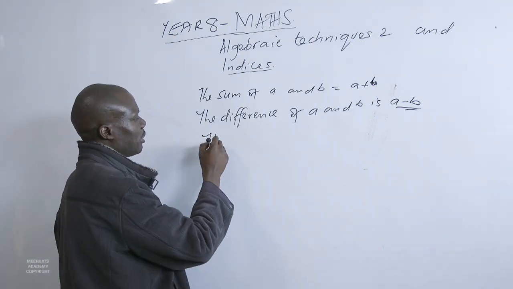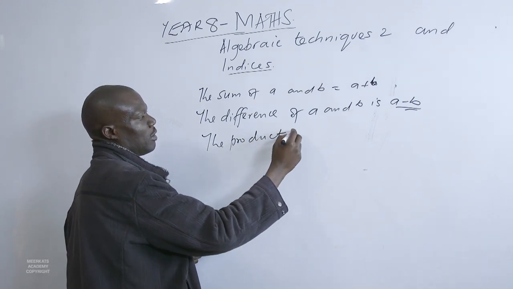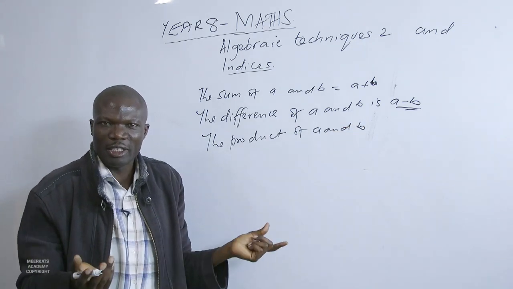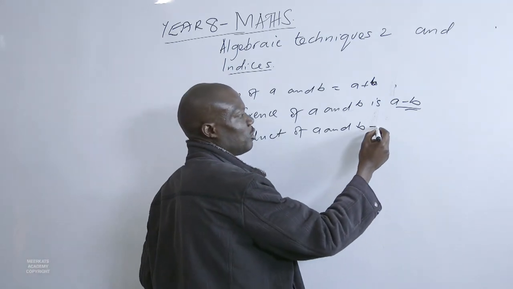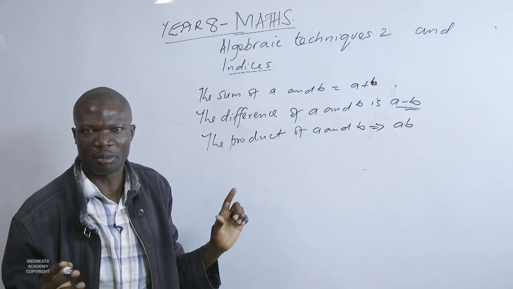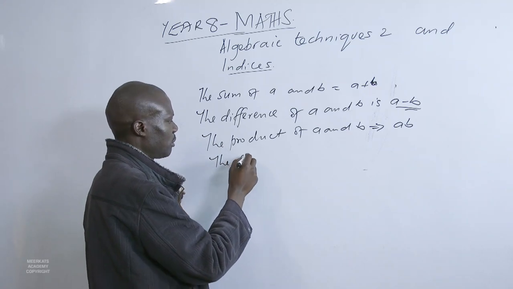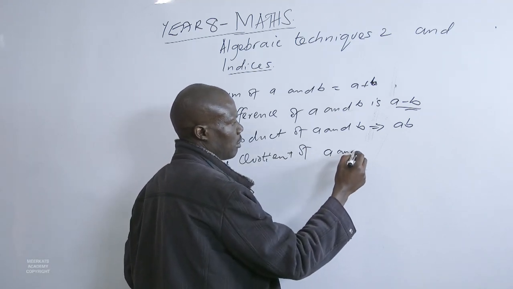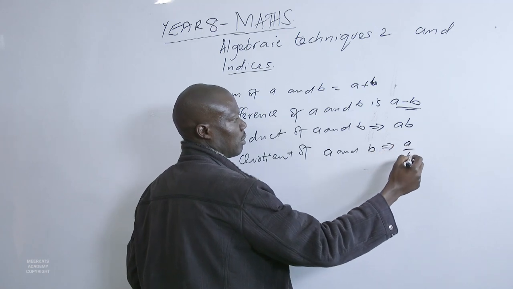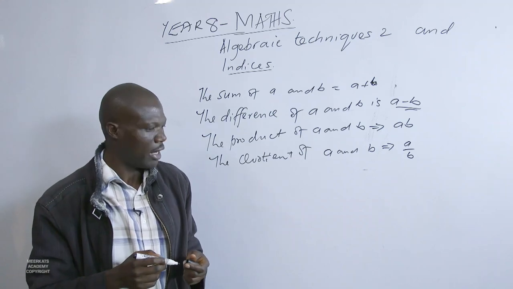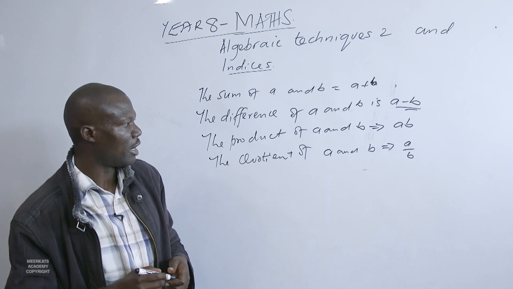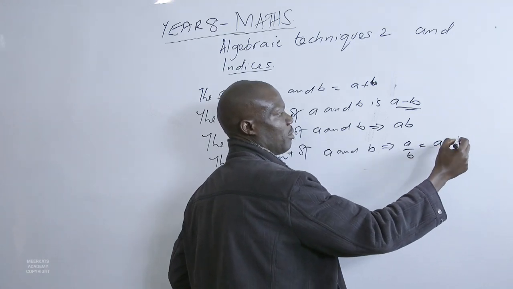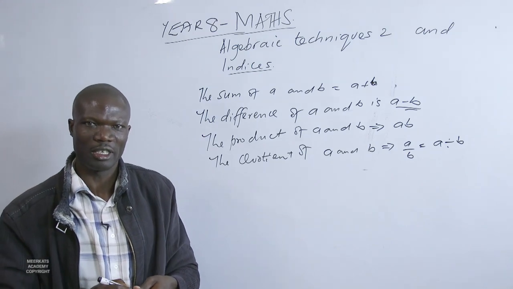Then we have the product of A and B. What could be the simple expression to mean this? This would be AB, that is the product of A and B. The quotient of A and B is simply A over B, or if you don't want to say A over B, it will be A divided by B. Quotient simply means a division.